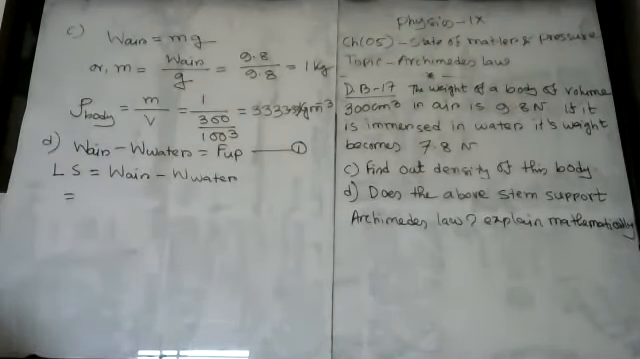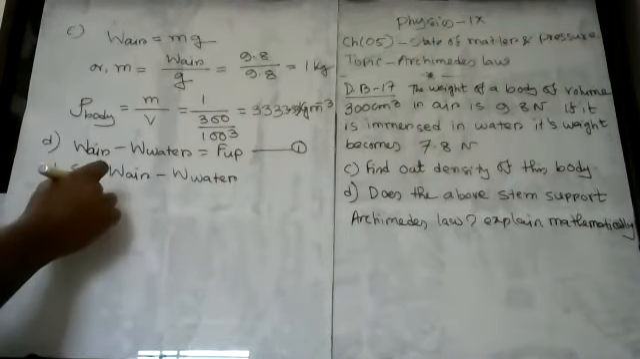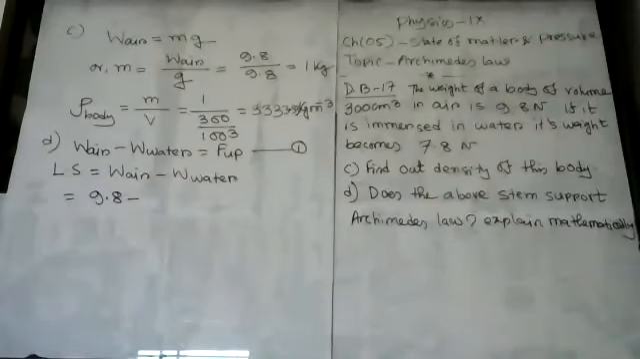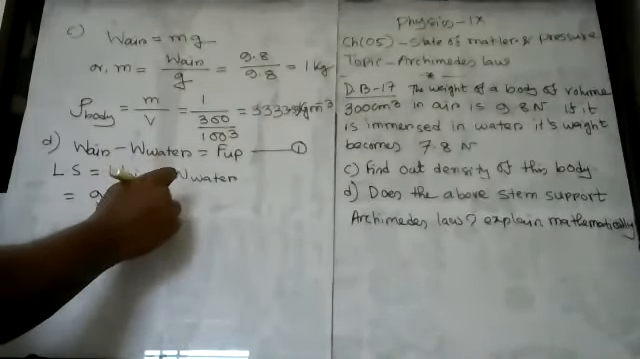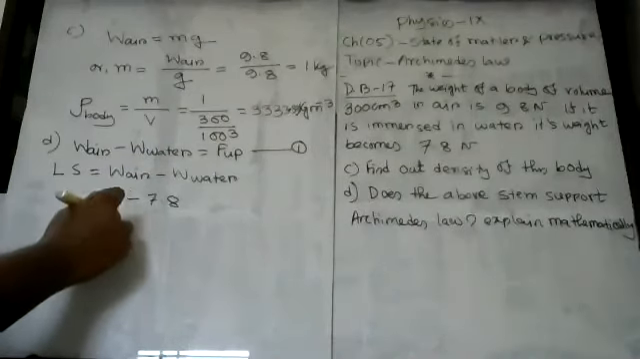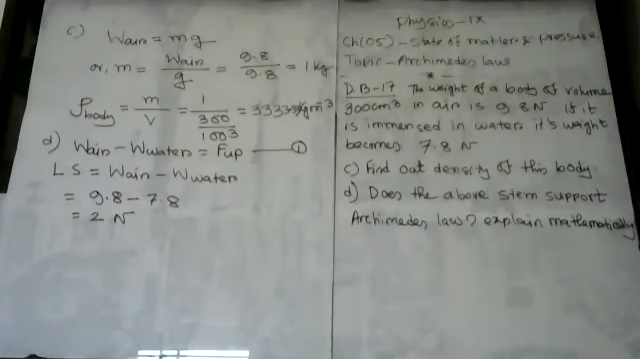Now, weight in air equals 9.8 Newton, minus weight in water, which is 7.8 Newton. So it will equal 2 Newton, my dear students. It will equal here 2 Newton.